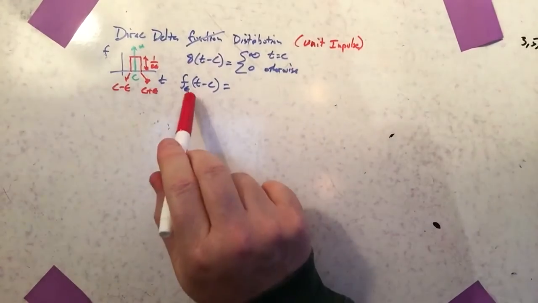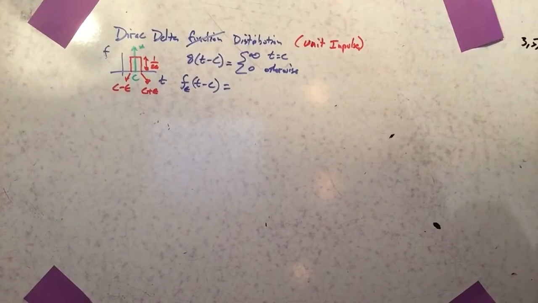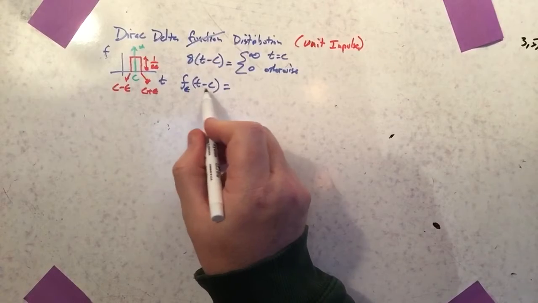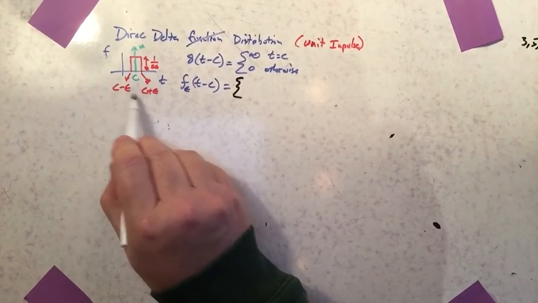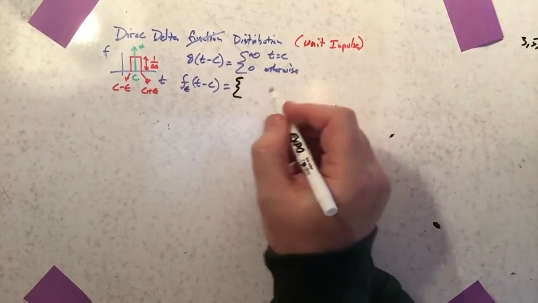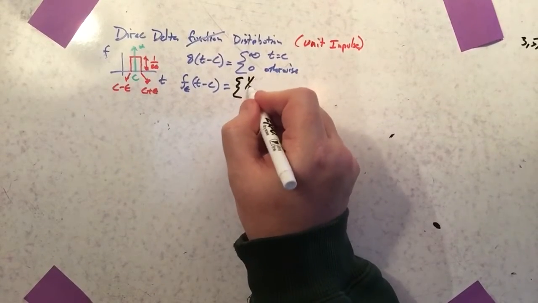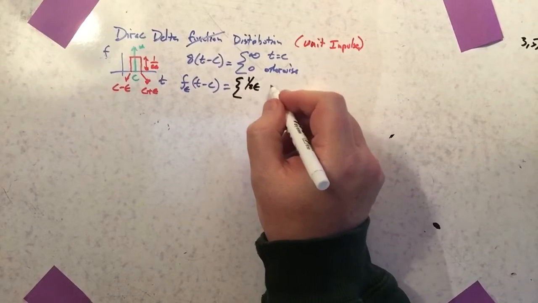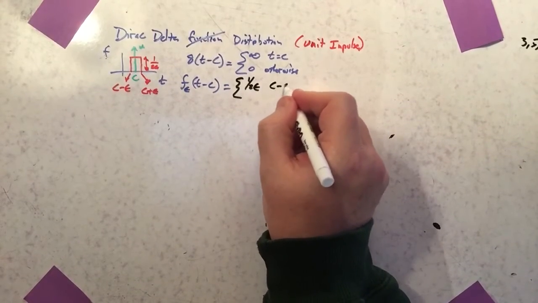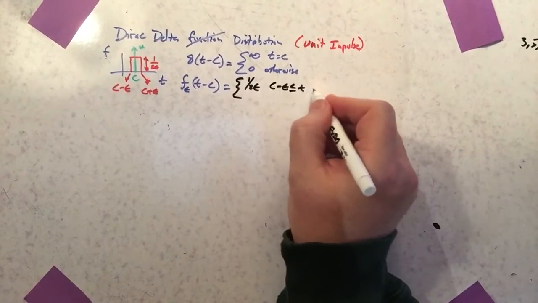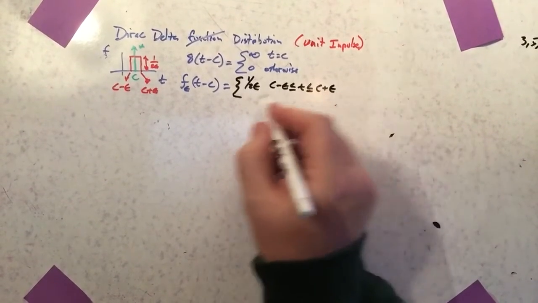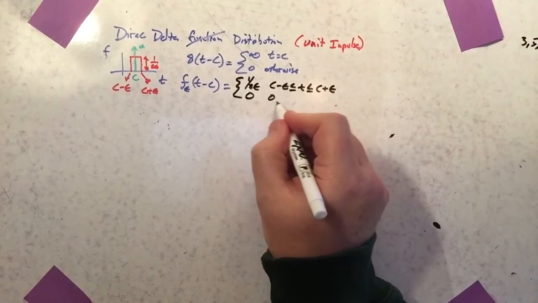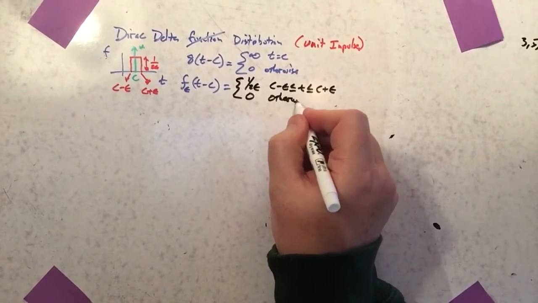Well, let's look at what that does to this f epsilon, okay? So it's going to be, again, f epsilon of t minus c, and it'll also be piecewise defined. And what it basically means is anytime I'm in between these ranges, it'll be 1 over 2 epsilon, as long as c minus epsilon is less than or equal to t is less than or equal to c plus epsilon. And again, it's 0 everywhere else, so otherwise.